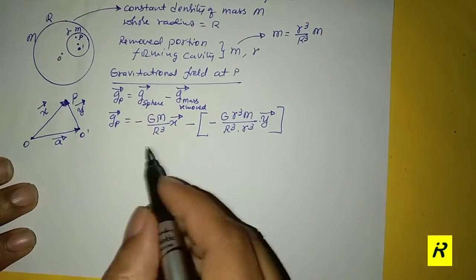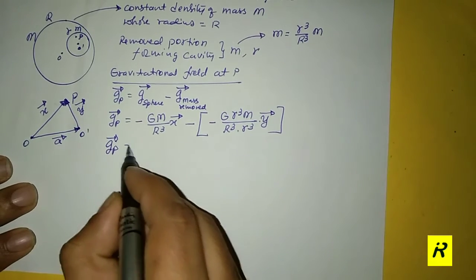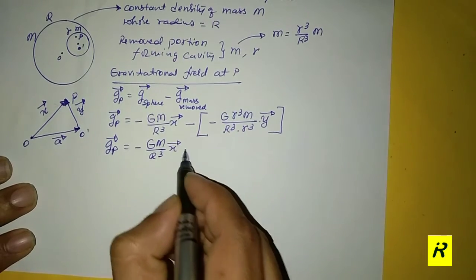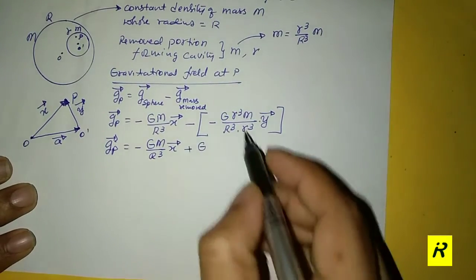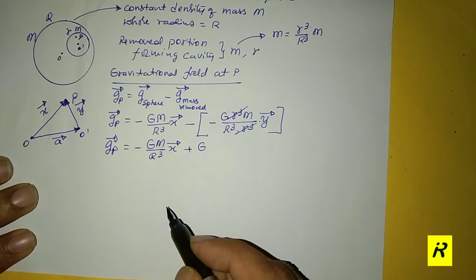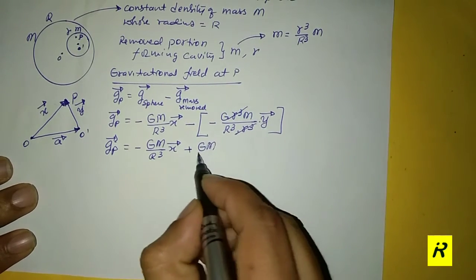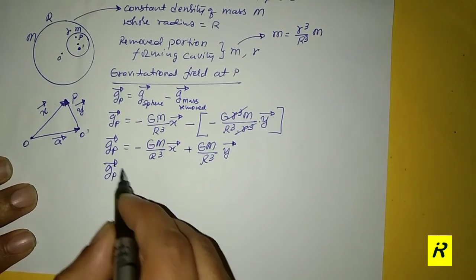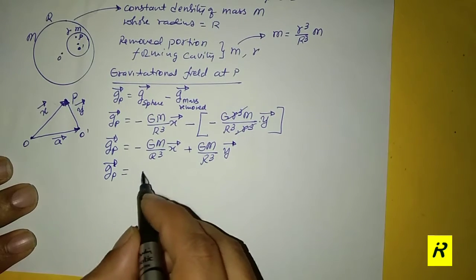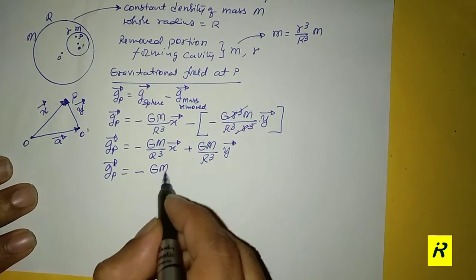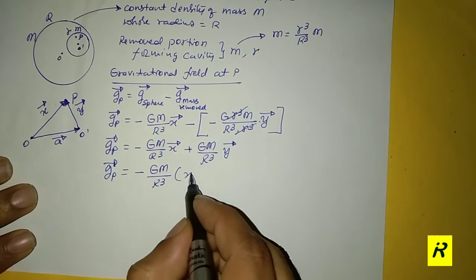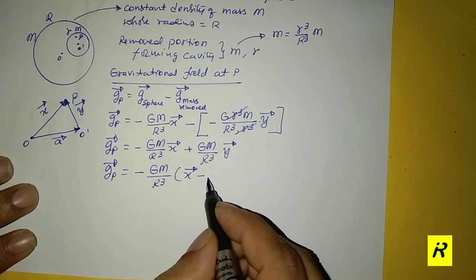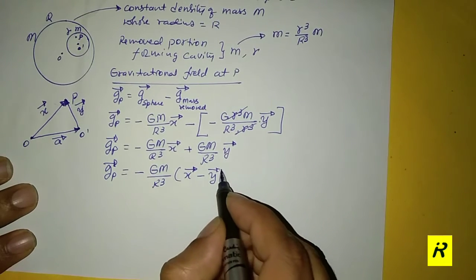Now combining all these results together, Gp is equal to minus G into M divided by R cube x vector, it becomes plus G into, so you can see r cube and r cube with small letter get cancelled. So G into M divided by R cube into y vector, right? So Gp vector is equal to, what I can write, minus G into M divided by R cube, and I am taking these terms as common. So the terms which are left inside the bracket is x vector minus y vector.